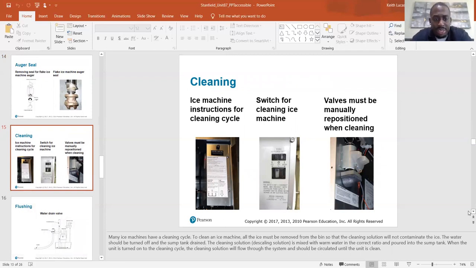Cleaning. Many ice machines have a cleaning cycle. To clean an ice machine, all the ice must be removed from the bin so that the cleaning solution will not contaminate the ice. The water should be turned off and the sump tank drained. The cleaning solution or descaling solution is mixed with warm water in the correct ratio and poured into the sump tank. When the unit is turned on to the cleaning cycle, cleaning solution will flow through the system and should be circulated until the unit is clean.